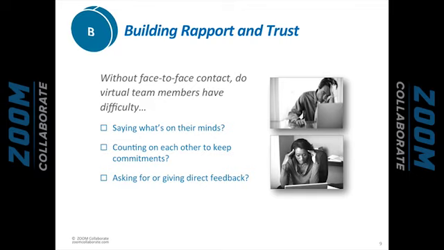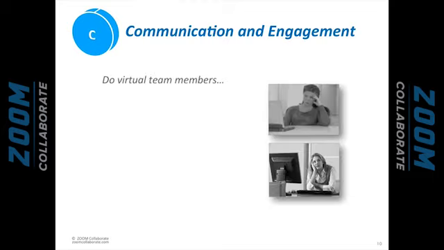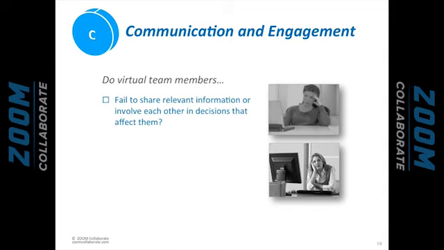So make a check mark for each of those that apply to the team or teams you support. In the third area, communication and engagement, that has to do with sharing information and involving people, making decisions together. Sometimes or often do virtual team members fail to share relevant information or involve each other in decisions that affect them? Do they have unproductive and tiresome meetings? Do they simply check out?